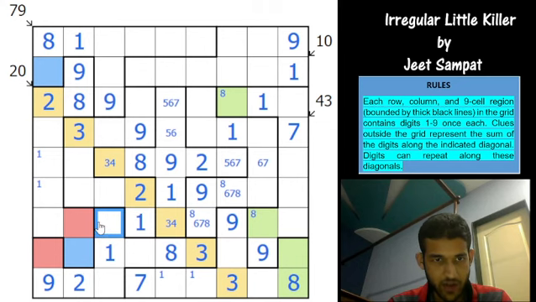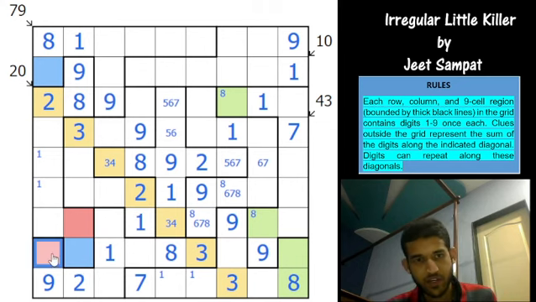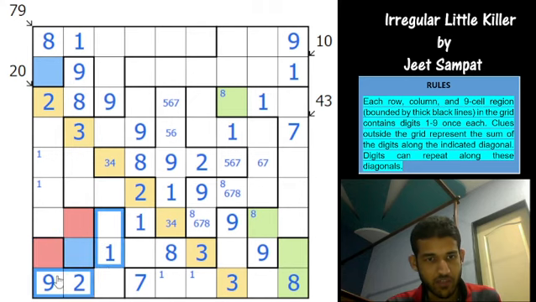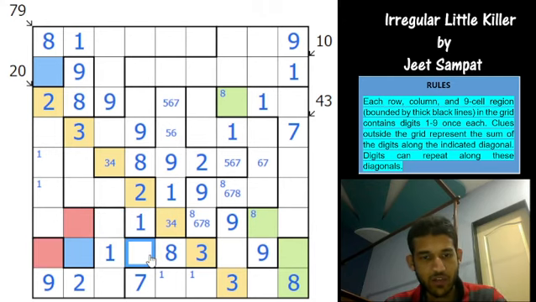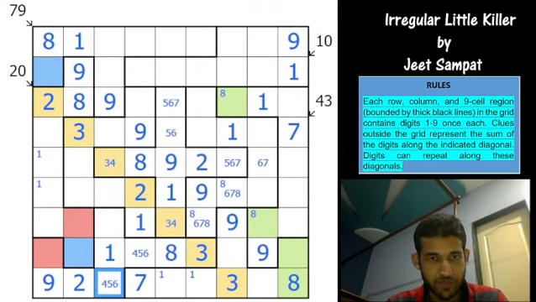So I'm not going to mark pencil marks in weird cells. They don't seem to be related to each other. Even though they are part of the same region, it doesn't make sense to make a pencil mark in these two cells. So I'll just write candidates here. These two cells must be 4, 5, 6. So pardon me guys if I'm missing something terribly obvious. Not so easy to look.